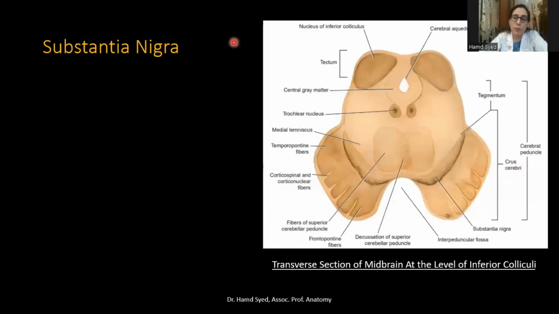As I told you before, functionally speaking, the substantia nigra of the midbrain is also included within the basal nuclei. Let's look at the transverse section of the midbrain at the level of the inferior colliculi. So we can see over here the posterior aspect, you can see the tectum contains these inferior colliculi. And if we look at the portion which is anterior to the tectum, here, if you follow the laser pointer, is the area which represents substantia nigra.